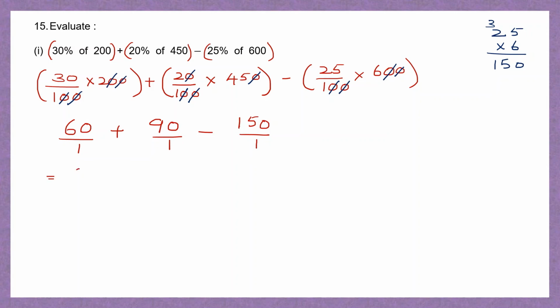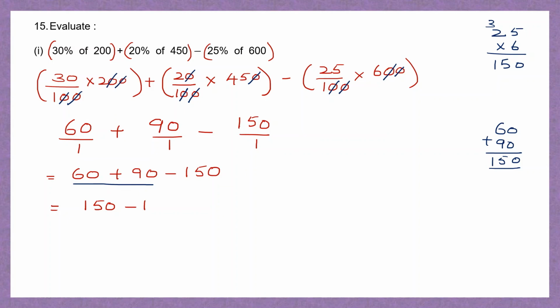Okay, now 60 by 1 is 60, 90 by 1 is 90, and 150 by 1 is 150. So now let's add up these two numbers, 60 plus 90. 0, 6 plus 9 is 15. So I've got 150. Let's write the remaining minus 150. So 150 minus 150 is 0. So our final answer here is 0.